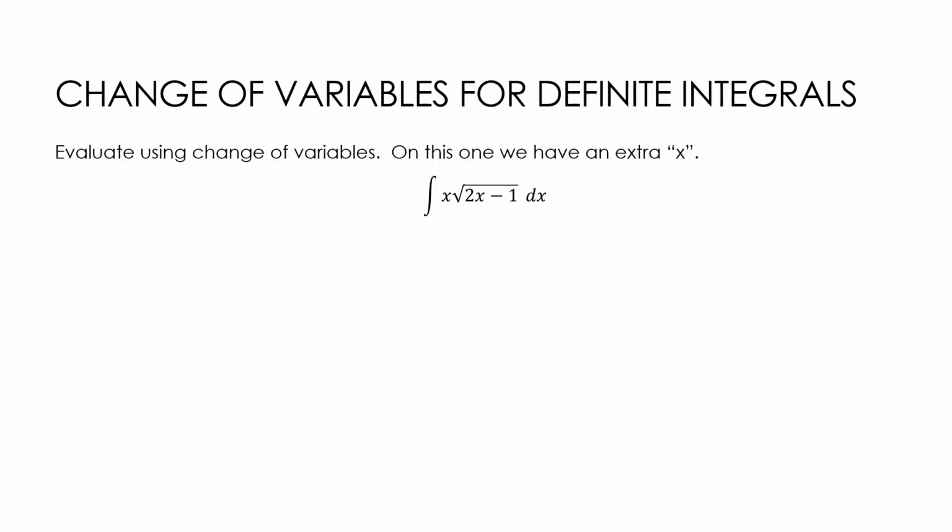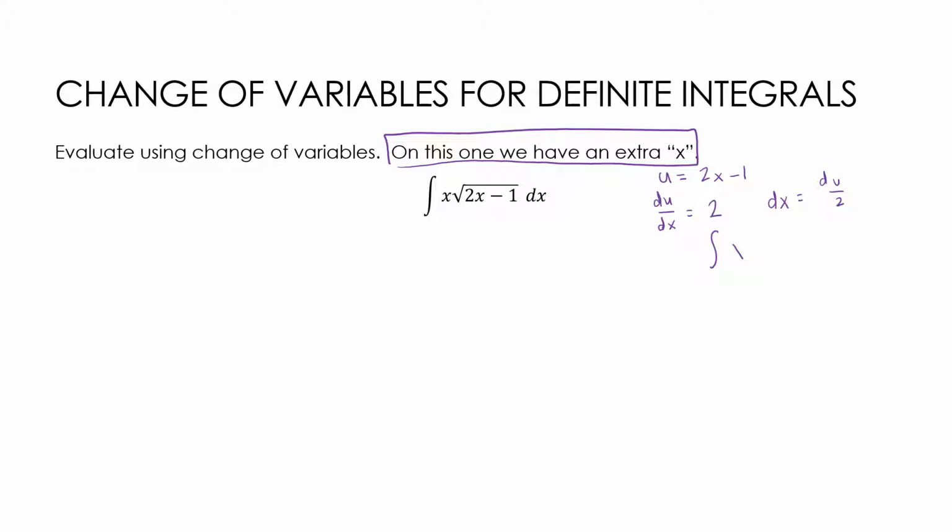I've tried to include as many difficult or different examples as I could, so this one is more difficult because we have an extra x. Here's what I mean by that. If I let u be 2x minus 1, then if I take the derivative of u with respect to x, that gives me just 2, which means dx is equal to du divided by 2. So if I were to rewrite this, I have the integral of x, and then u to the 1/2, and then instead of dx, I have du over 2.